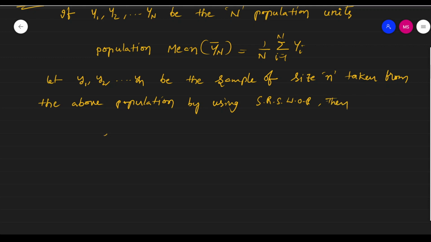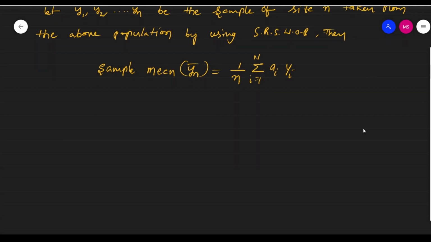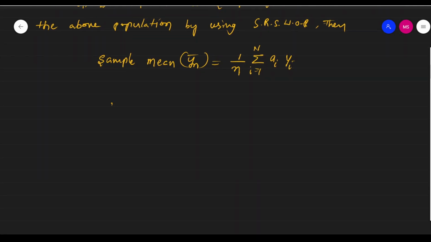Then the sample mean. There are two formulas. I am taking the second formula. So the sample mean yn bar is equal to, what is the formula? 1 by small n, summation i running from 1 to capital N, a into capital Yi. Notation is important, clearly observe the small letters and capitals. It's very important: 1 by small n, i running 1 to capital N, a into capital Yi.